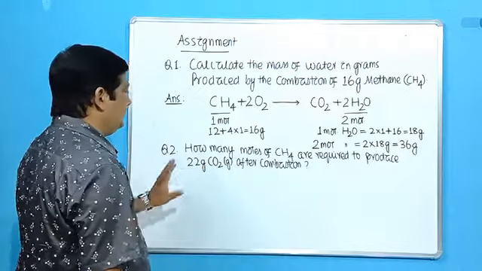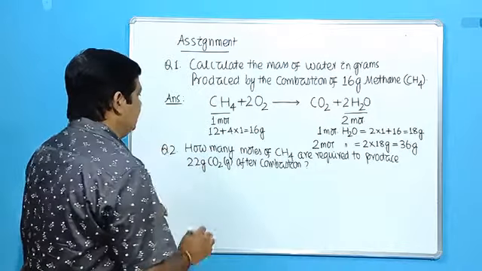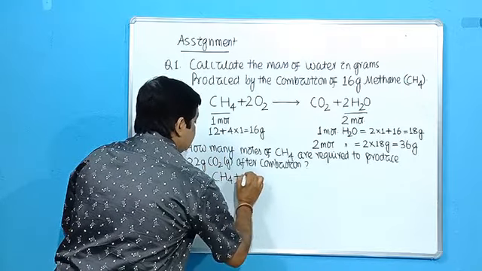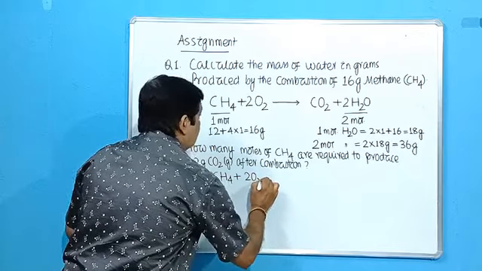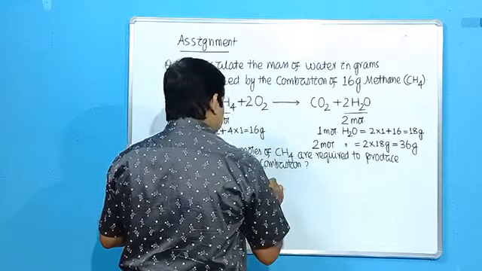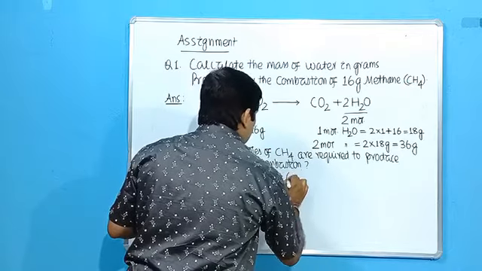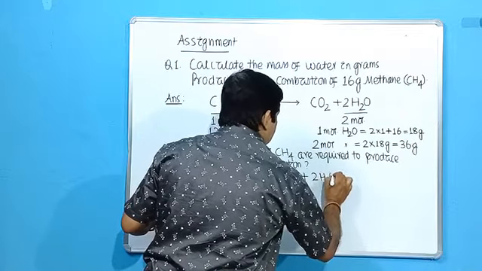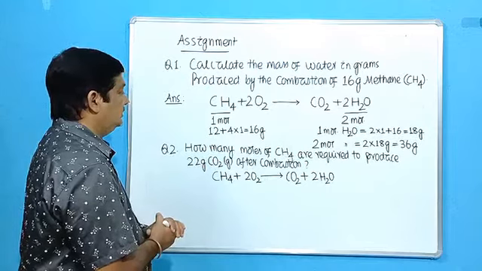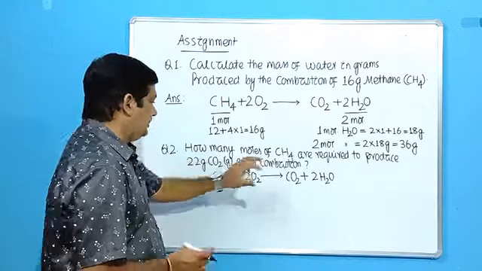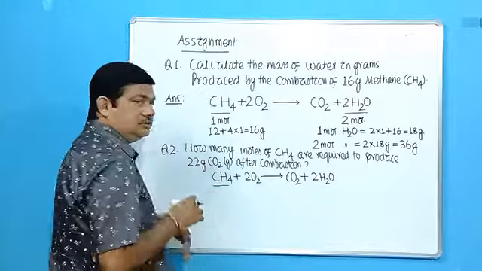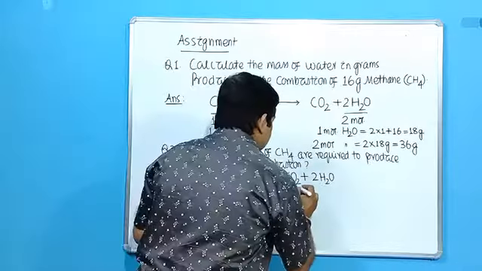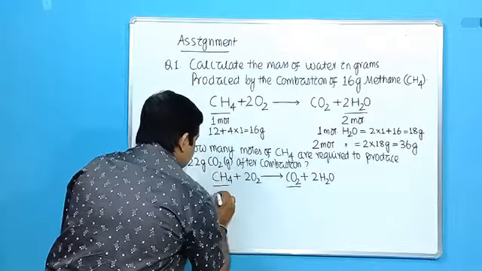Again we have to start from the balanced chemical equation. Same equation here: CH4 plus 2O2 gives rise to CO2 plus 2H2O. So what is required? How many moles of methane? So we underline methane. Only those which are required we will underline. We are required to produce 22 gram of carbon dioxide, so we will underline carbon dioxide. So what is the ratio?